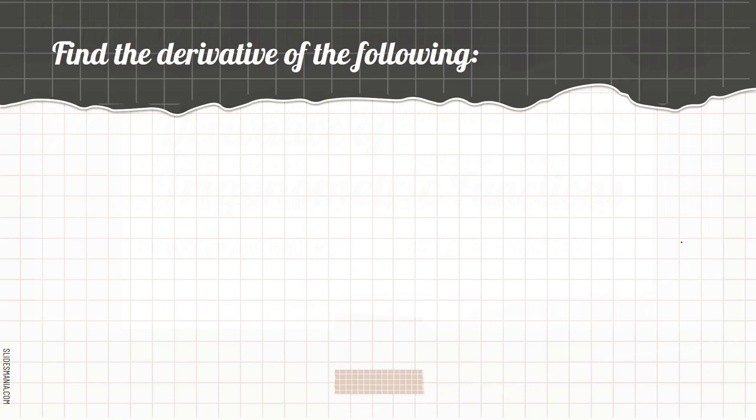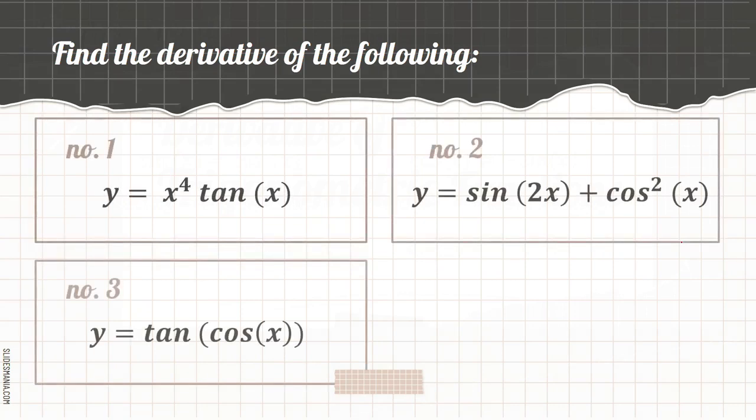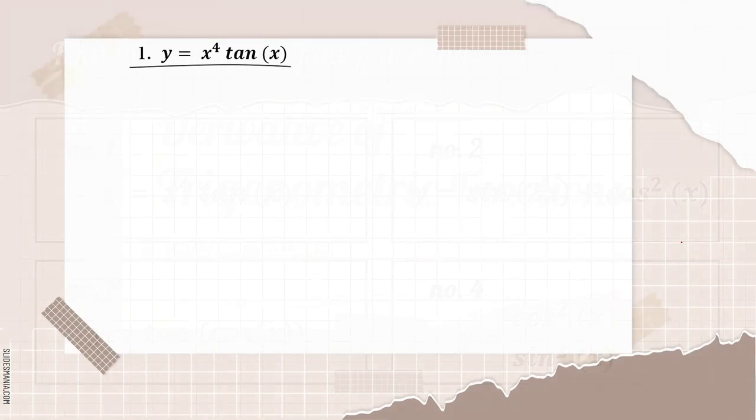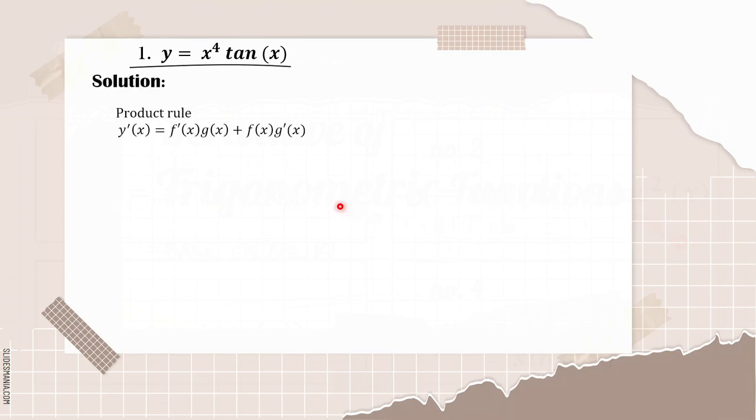Now we're going to find the derivative of these 4 given examples. Our first given is y is equal to x raised to 4 times tangent of x. In solving this, we need to use the product rule, which is y prime of x is equal to f prime of x times g of x plus f of x times g prime of x.